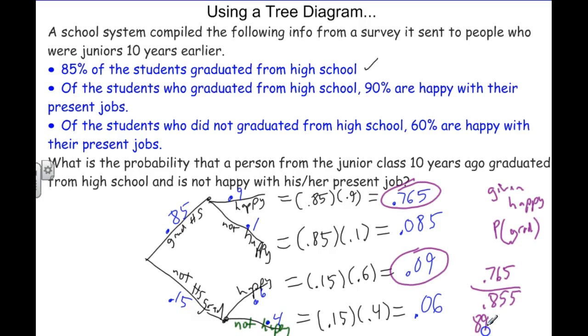And you get 89.47%. So 89.47 percent is the percent of folks who, given that they are happy, graduated from high school. So that's how you figure out conditional probability.